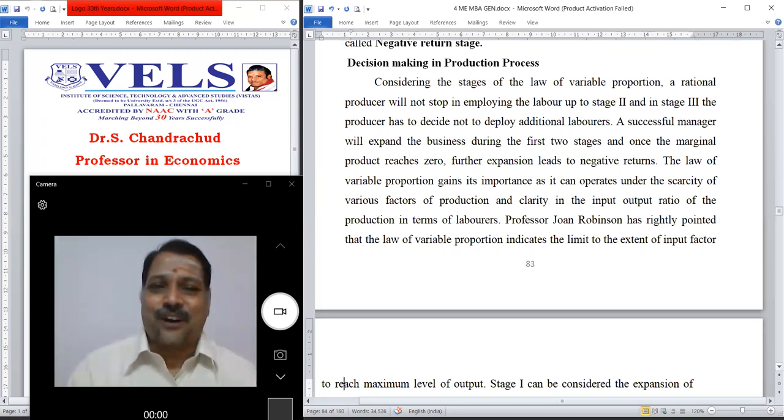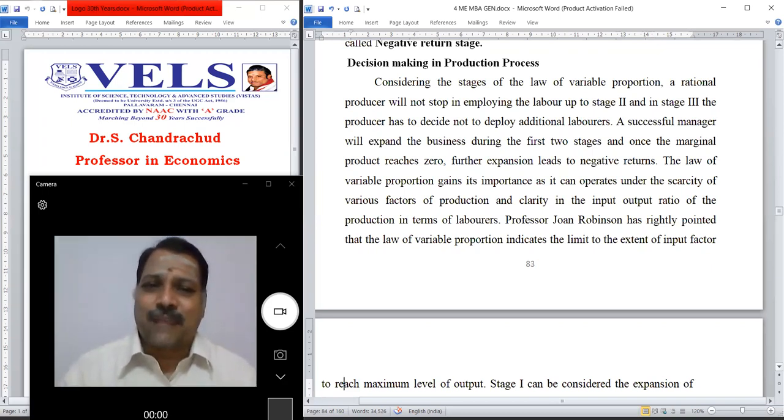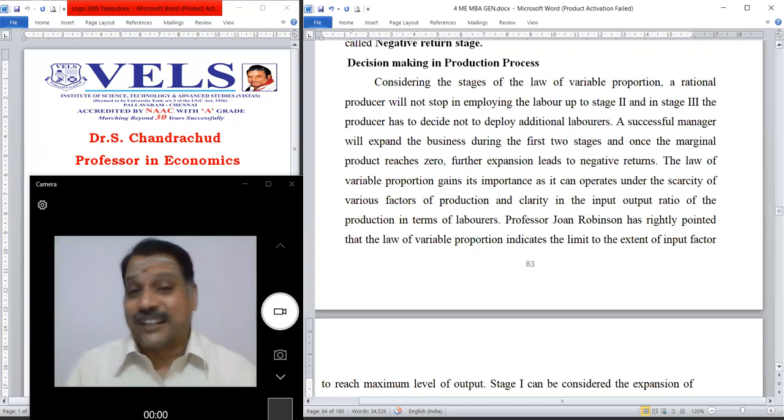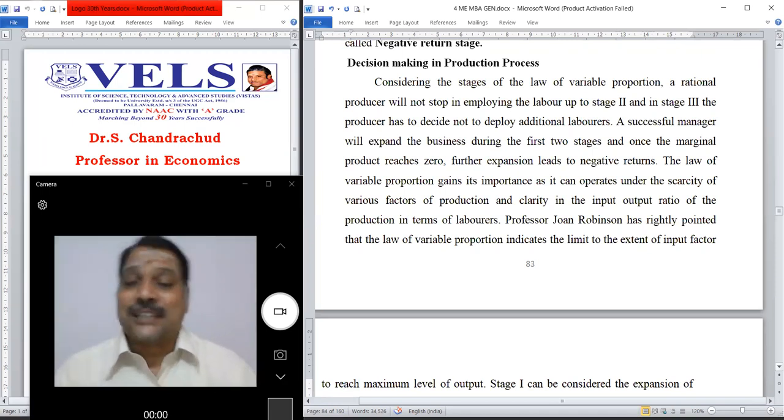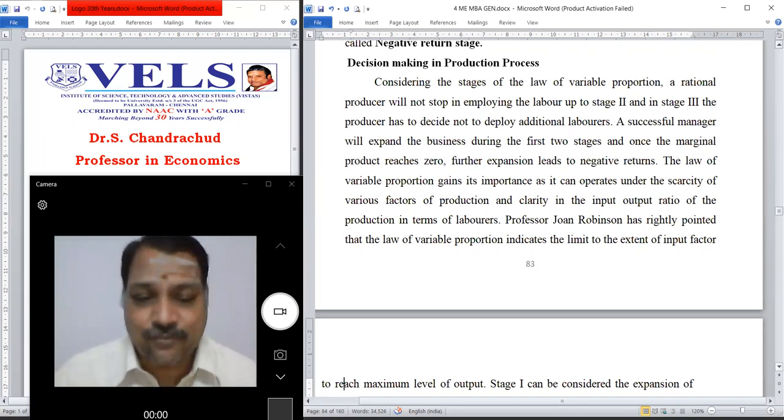How do we take a decision by using this particular theory? Consider the stages of the law of variable proportion. A rational producer will not stop employing labor before stage 2, and in stage 3, the producer has to decide not to deploy additional laborers. If he does, he will incur loss. A successful manager will expand the business during the first 2 stages. Once the marginal product reaches 0, further expansion leads to negative returns.